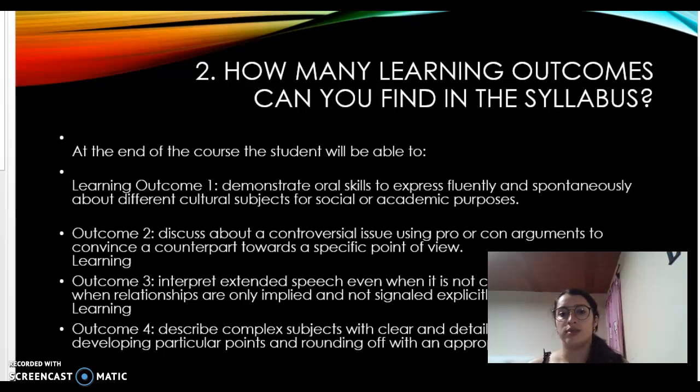How many learning outcomes can you find in this syllabus? At the end of the course, the student will be able to: 1. Demonstrate oral skills to express freely and spontaneously about different cultures and subjects for social or academic purposes. 2. Discuss a controversial issue using pro or con arguments to convince a counterpart toward a specified point of view.